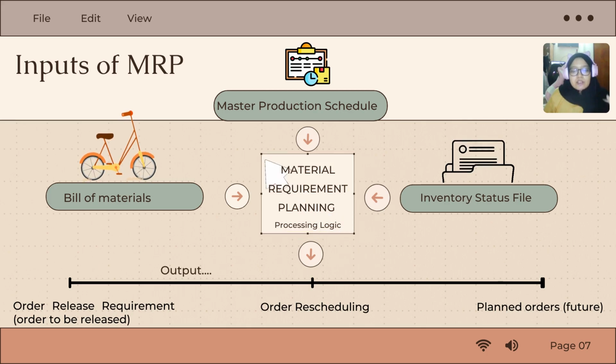Second is inventory status file. It contains important real-time information on the company's inventory. It lets managers know what they have on hand, where the inventory is, and the overall status of the inventory.